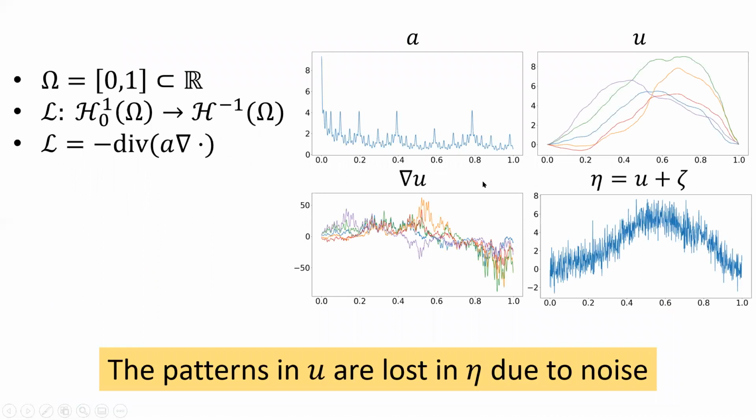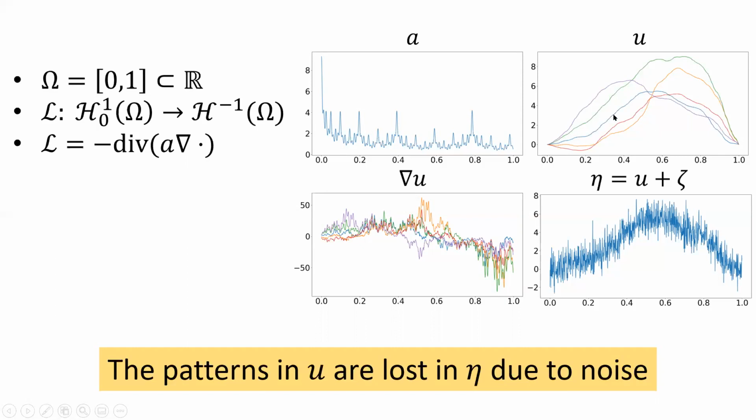All right, so to see this in action, we look at a case where omega is a unit interval. L is a second order elliptic partial differential operator. Here we take the coefficient A to be rough. And here we have 5 examples of LU being in L2.